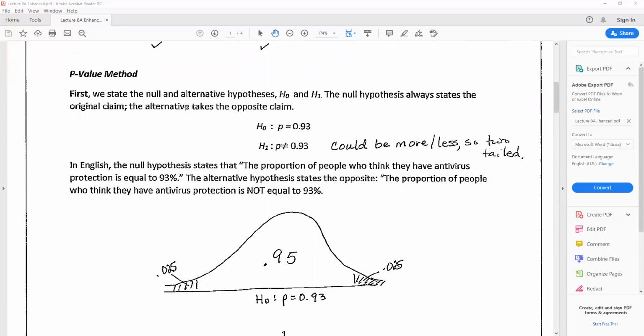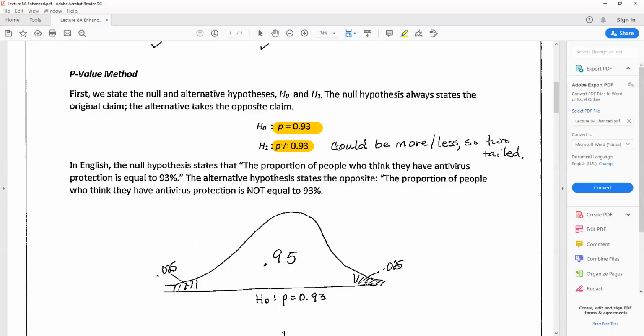First, we state the null and alternative hypotheses, H0 and H1. The null hypothesis always states the original claim. The alternative takes the opposite claim. Notice that the null takes the equal sign, and for our class, that will always be the case. We're testing the claim that the percentage of computers that have antivirus is not 93%. So the alternative hypothesis would take the claim that p is not 93%. And since this is not equal to, this is going to be a two-tailed test.